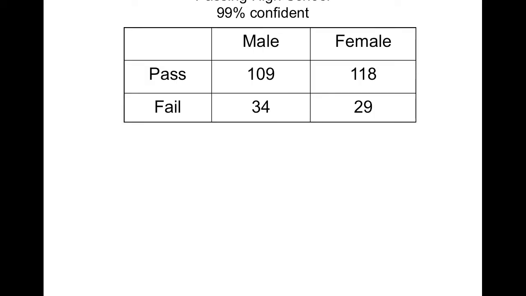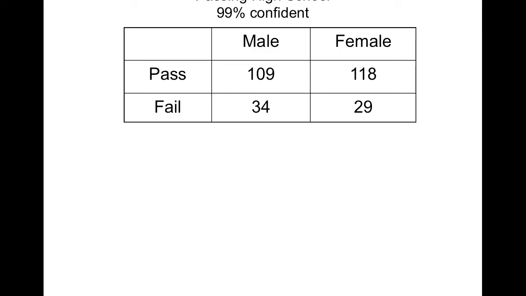Our next example is looking at passing high school. We have 99% confidence. So again, that's going to be helpful when we get to the alpha level. And we have male, female, so obviously we're looking at gender, and then we have pass and fail. So there are two variables. So again, just by looking at the table, we can see gender, pass, fail, high school. Okay, so we don't need a huge description of what's going on to be able to tell what the variables are.